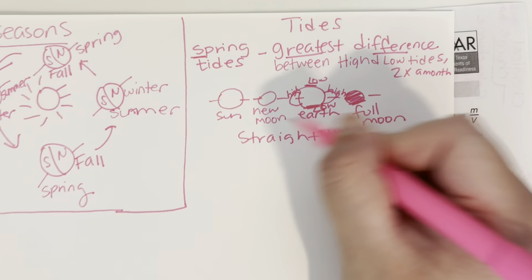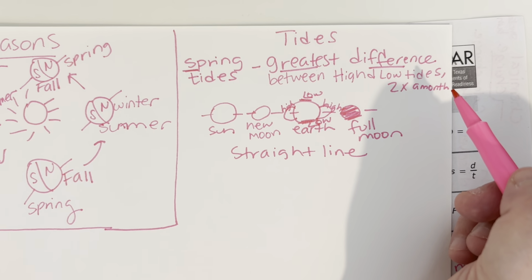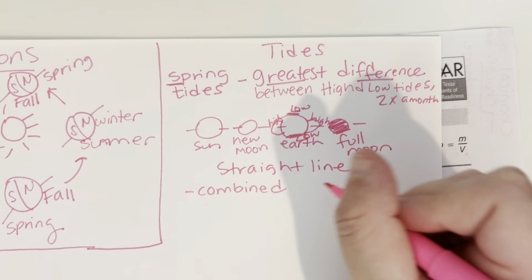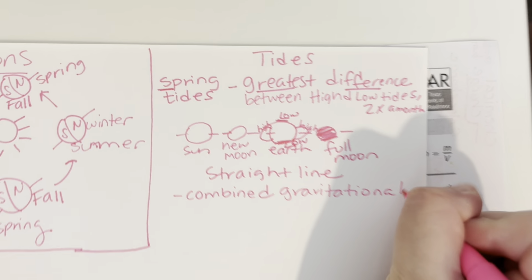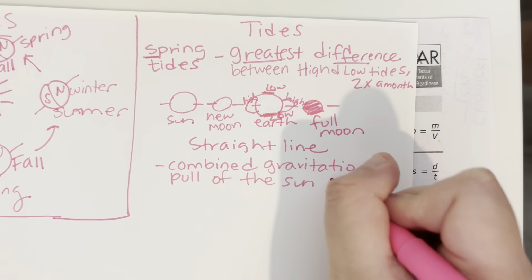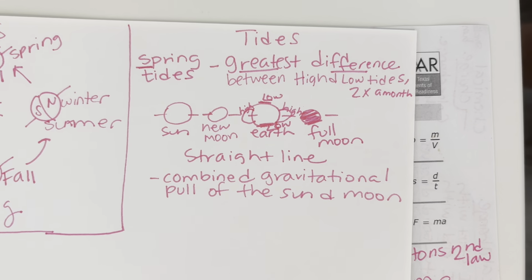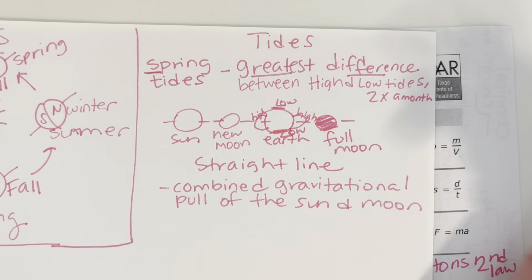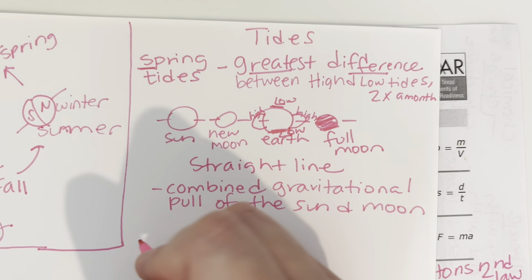So why is there a greatest difference between the tides? Because you have a combined gravitational pull of the sun and moon together, right? So there's more, you have more of a pull on both sides. So your highs are going to be really high, and then your lows are going to be really low. All right, so now a neap tide.